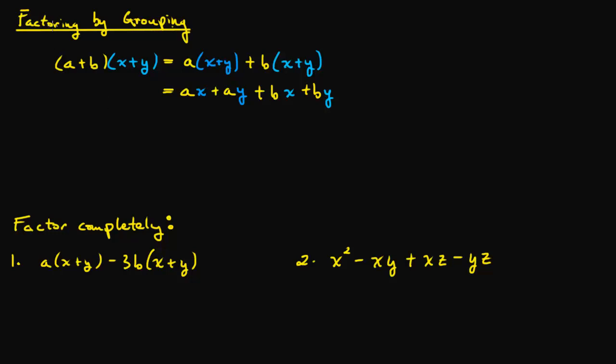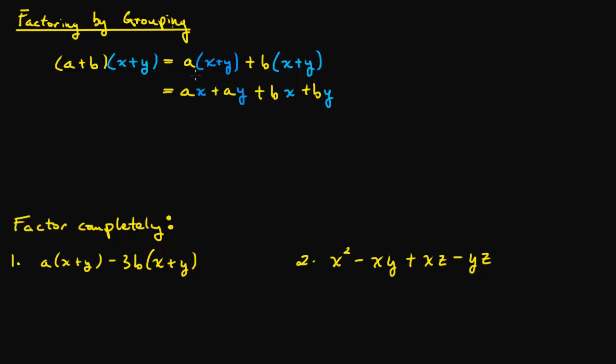Hi guys, in this lesson we look at how to factor by grouping. So if we look at expanding two binomials using the distributive property, and we have (a + b)(x + y), well, we can expand this by distributing x + y into the brackets a + b, and we'd get a(x + y) + b(x + y). That's using the distributive property.